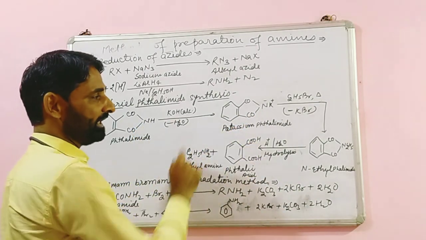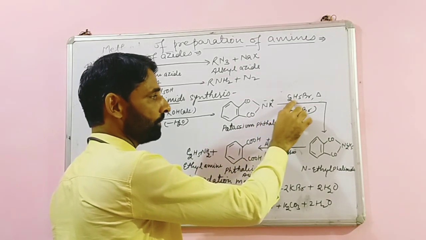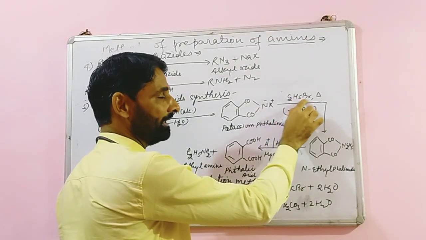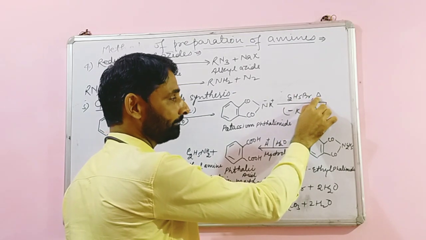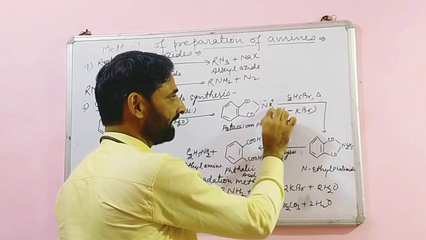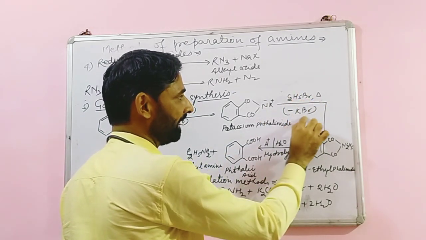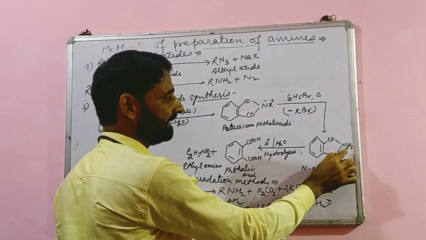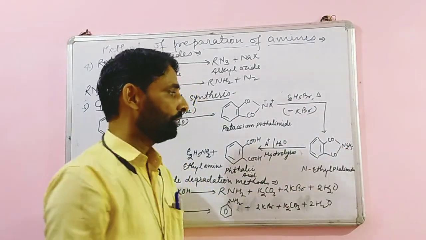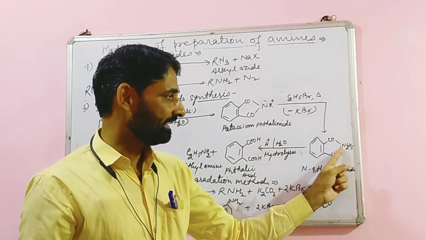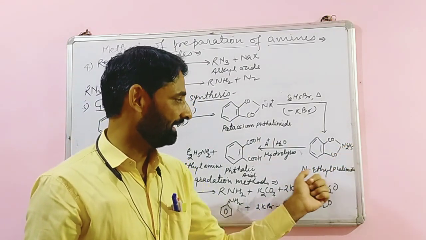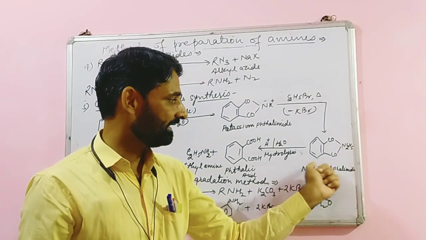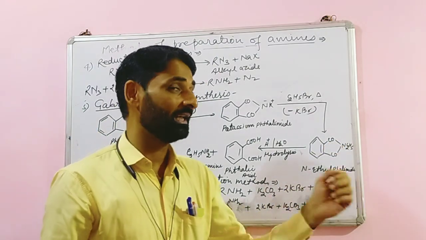And if this potassium phthalimide reacts with the C2H5Br, ethyl bromide, heating, then this K reacts with Br, then form the KBr, and at the place of potassium C2H5 is added. So you know that this is N, C2H5 is ethyl, N-ethyl, and this is the phthalimide, N-ethyl phthalimide.